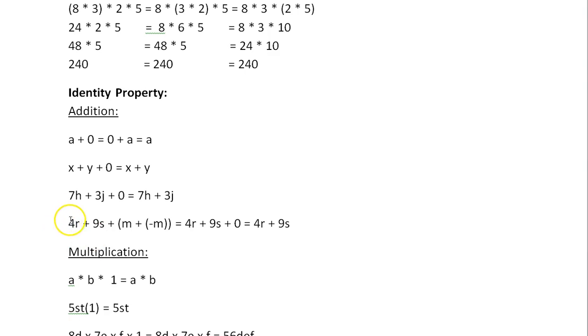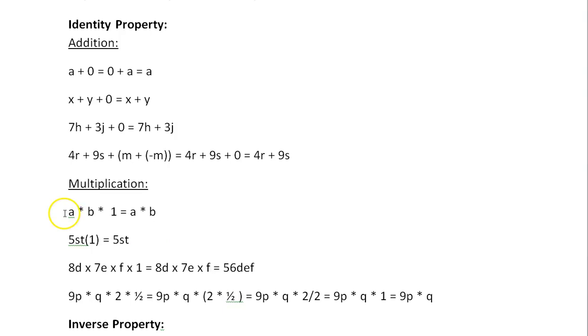Okay, here's where it's not quite so obvious, and this is where it gets to be useful. So I have 4r plus 9s plus the quantity m plus the opposite of m, and that's going to equal my 4r plus 9s plus 0, because this and this are going to cancel each other out, and they're going to go to 0. So that goes to 0, and then I have my 4r plus 9s, and that's my solution. Instead of this big, long, clunky thing, I've got it shortened up to this, but I had to recognize that this m and the opposite of m are going to give me a 0 here.